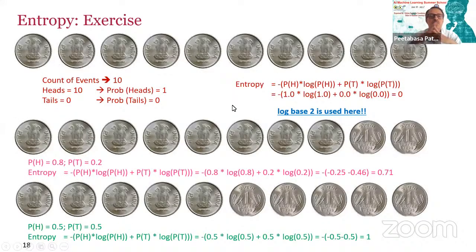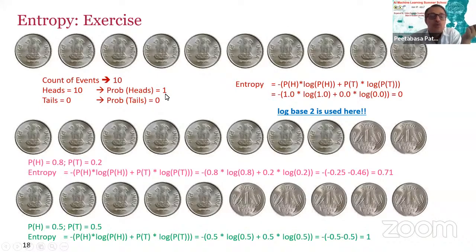Now let's do a quick exercise in terms of calculating entropy. Let's say I'm trying to toss a coin. When I toss a coin, the outcome is going to be a head or a tail. Now let's say I do this toss 10 times. So my event is tossing a coin, and the outcome could be a head or a tail. Suppose the count of events is 10, that means I tossed it 10 times, and all of them turned out to be head, by sheer coincidence.